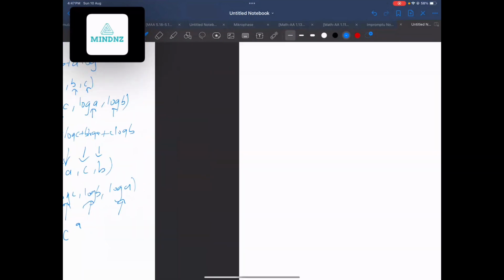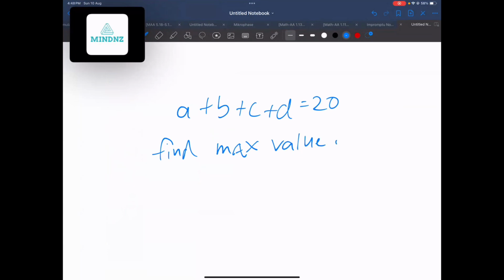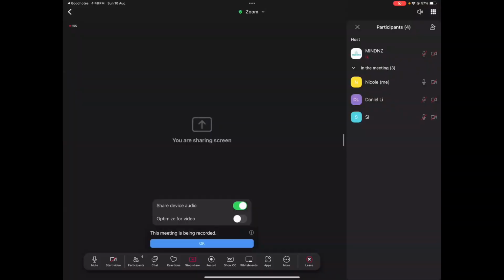So let's say that a plus b plus c plus d equals 20. And then let's say find the max value of a squared b c d. Okay, I'll just give you guys like 3 minutes to give that a go. If you have any questions or answers, feel free to just unmute.